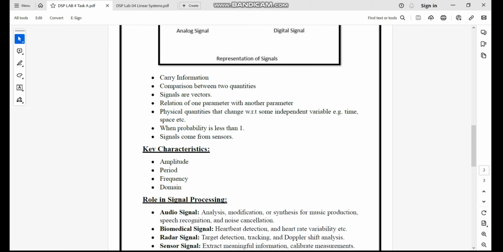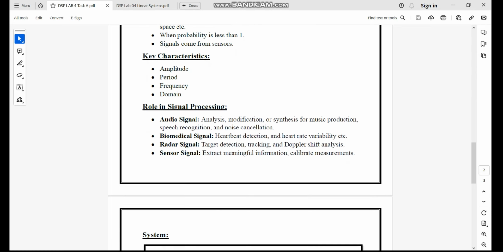There are several characteristics and examples of the signal in the signal processing field, which include audio signal, biomedical signal, radar signal, and sensor signal. So let me explain a few examples. In the case of an audio signal, it is an electrical voltage that varies with time, representing sound waves. Its role in the signal processing field is that the signals are analyzed, modified, or synthesized for applications like music production, speech recognition, and noise cancellation.